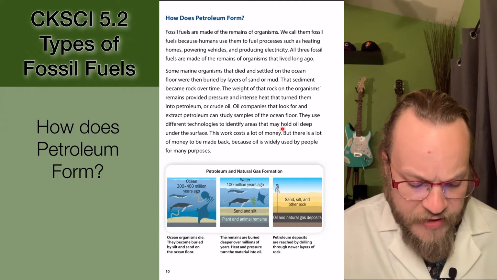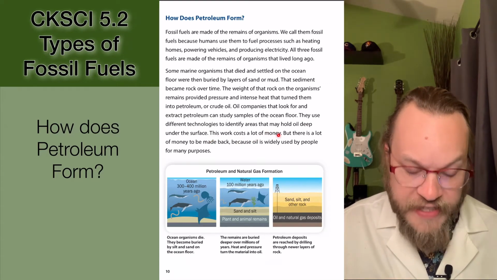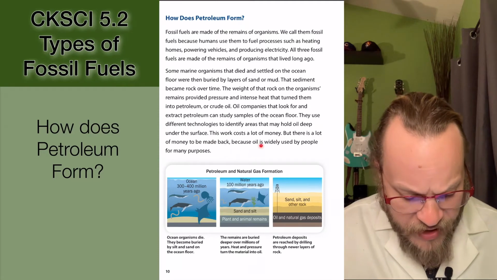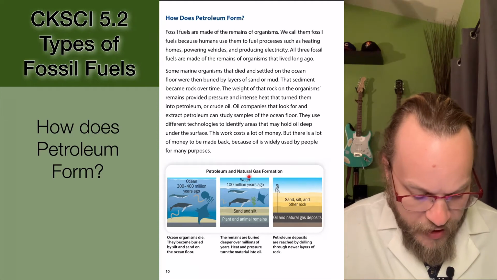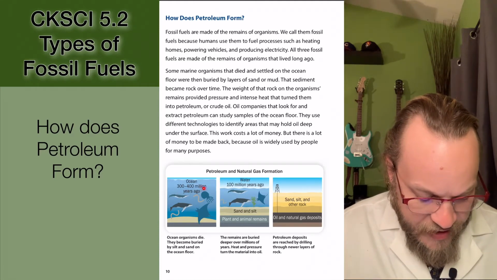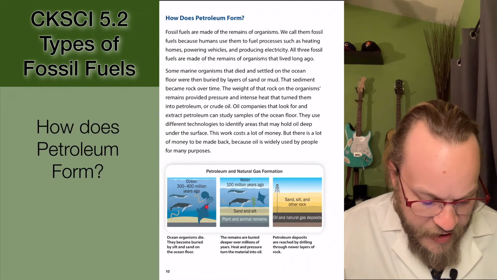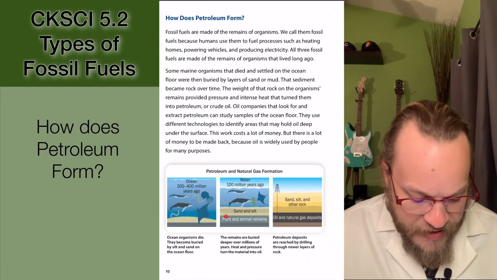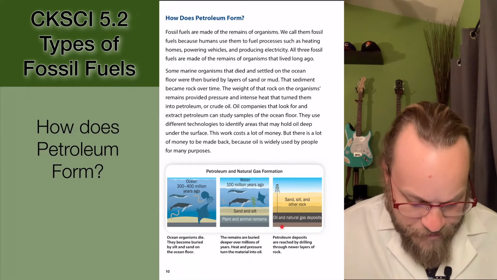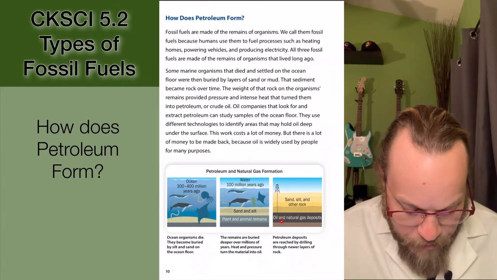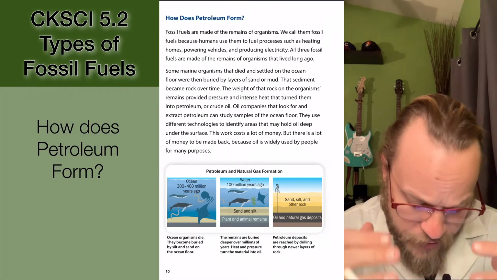Oil companies that look to extract petroleum can study samples of the ocean floor. They use different technologies to identify areas that may hold oil deep under the surface. This work costs a lot of money. But there is a lot of money to be made back because oil is widely used by people for many purposes. So the process of petroleum and natural gas formation is 300 to 400 million years ago. You had different organisms such as whales, eels, and manta rays, and they passed away. And they're buried under all the sand and mud on top of it. And over time, over millions of years, it breaks down under all that pressure to form oil and natural gas.